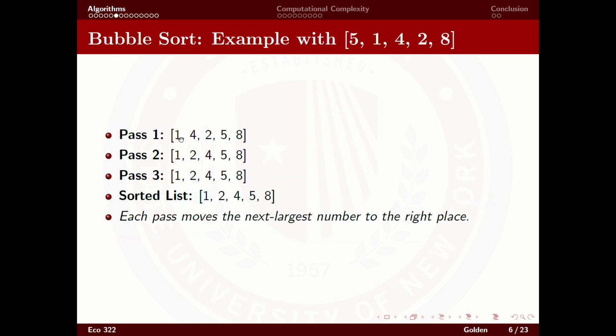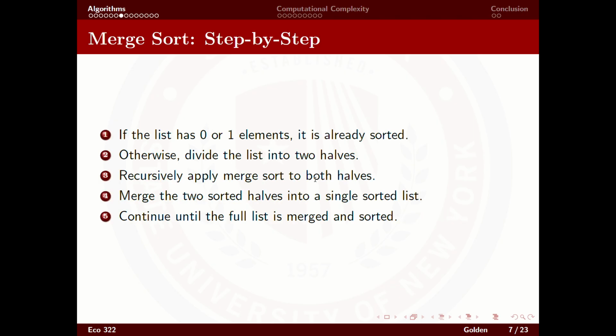So you have pass 1, and so you start with this 2, you switch it with this 4. Then you have this sorted list, and so you don't need to do anything else, so you have a sorted list. So each pass moves the next largest number to the right place and gets sorted after one iteration.